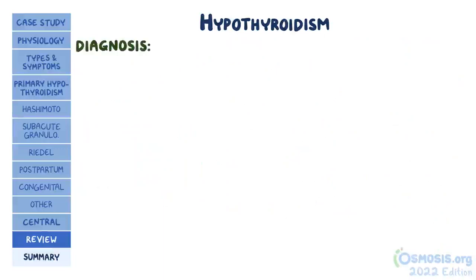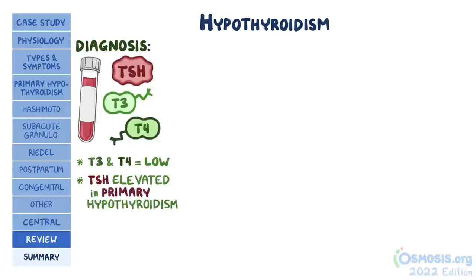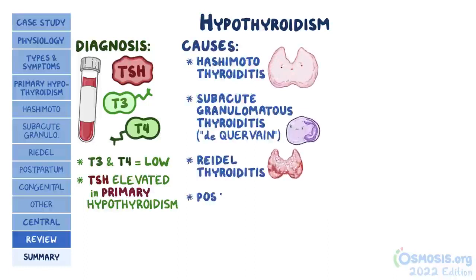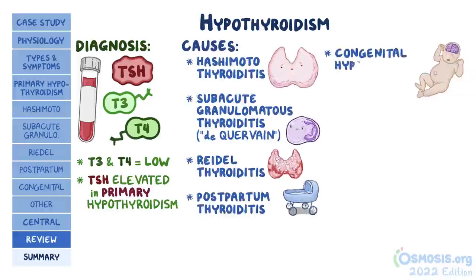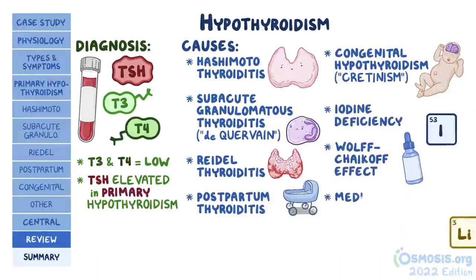Diagnosing hypothyroidism is done by measuring blood levels of TSH, T3, and T4. In all cases, thyroid hormones will be low, but TSH level is elevated in primary hypothyroidism. Primary causes of hypothyroidism include Hashimoto's thyroiditis, subacute granulomatous thyroiditis, also called de Quervain, Riedel thyroiditis, postpartum thyroiditis, and congenital hypothyroidism, also called cretinism, which affects the newborn. Other causes of primary hypothyroidism include iodine deficiency, Wolff-Chaikoff effect, and medications like lithium.